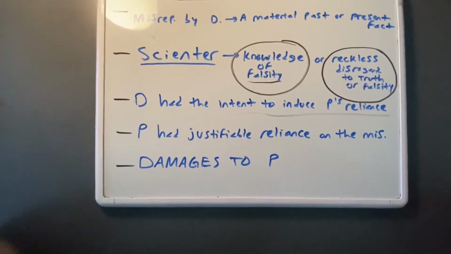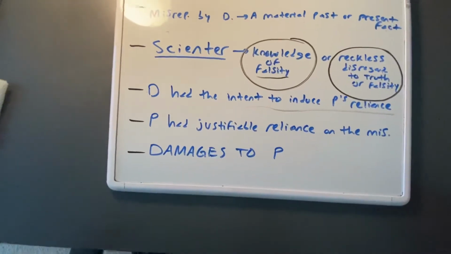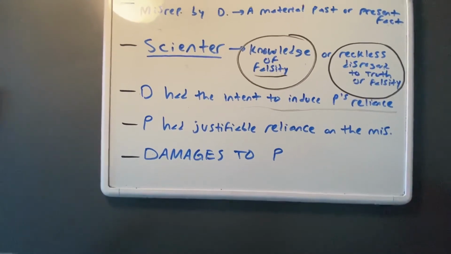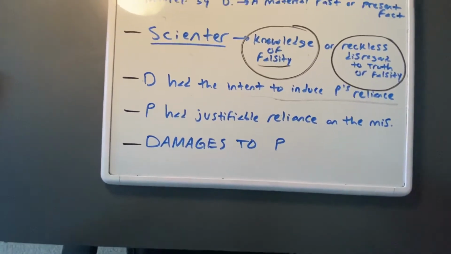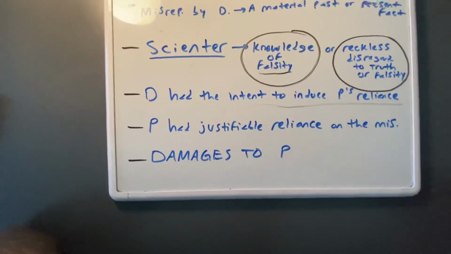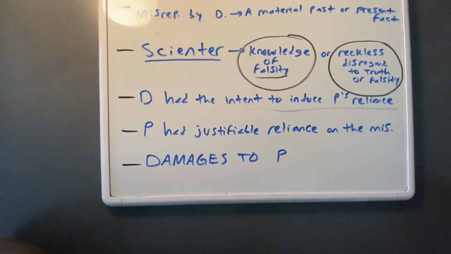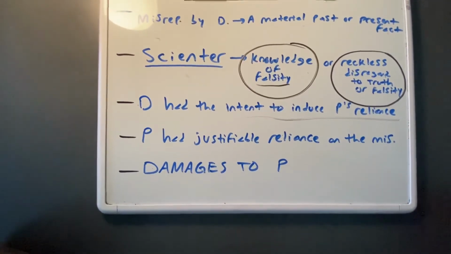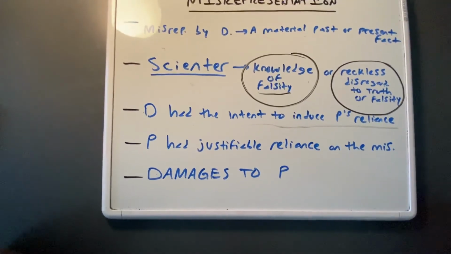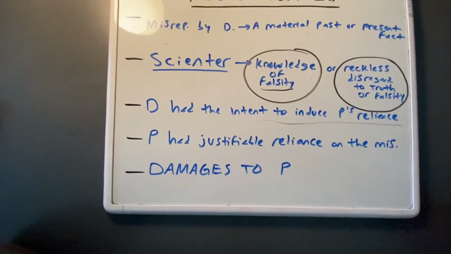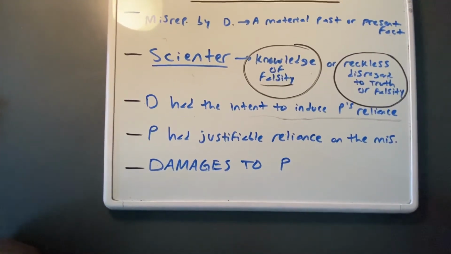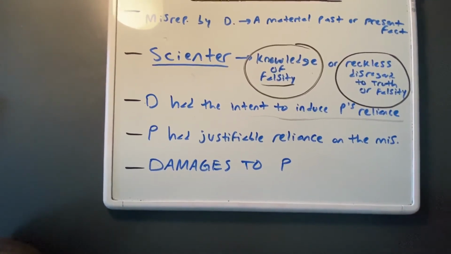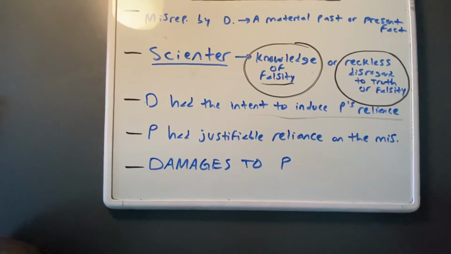Element number 4 gets into the plaintiff having justifiable reliance. The plaintiff had justifiable reliance on the misrepresentation made by the defendant. So, for example, if the plaintiff is a layperson in society and doesn't really know much about cars, and the defendant is an engineer or a car salesman at a dealership, and the plaintiff purchases that car, right, that we were talking about with A and B, that's an example of the plaintiff having reasonable, justifiable reliance on the defendant's statement.